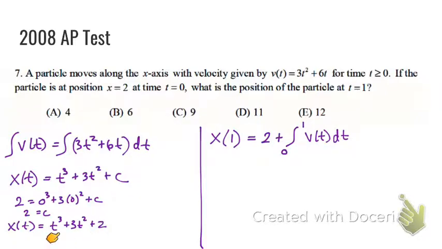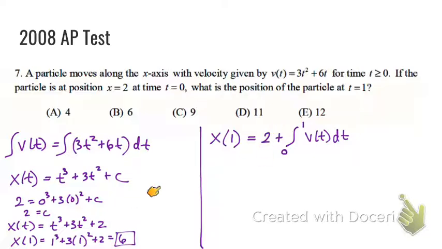So this would have been the answer in that case. But in this case, they're asking for what is the position of the particle at t equals 1. So if I want to evaluate the position at 1 second, I would just plug in 1 everywhere. That would be 1 cubed plus 3 times 1 squared plus 2. And that's 1 plus 3, which is 4. 4 plus 2, which is 6. So the position would be 6.